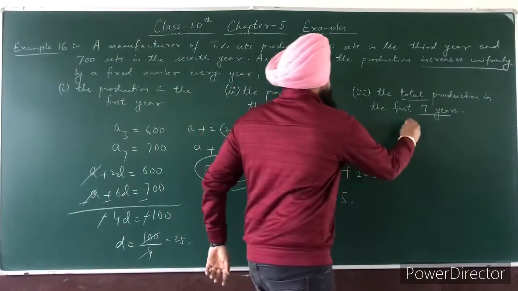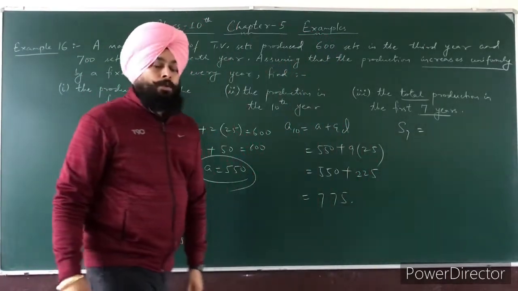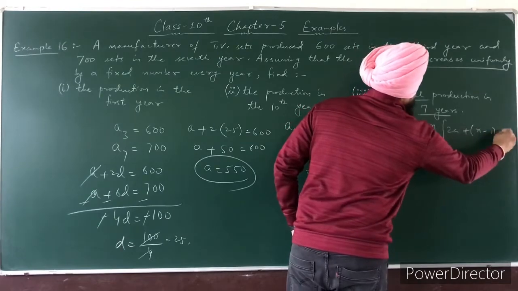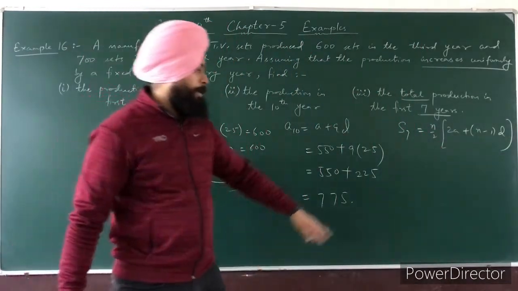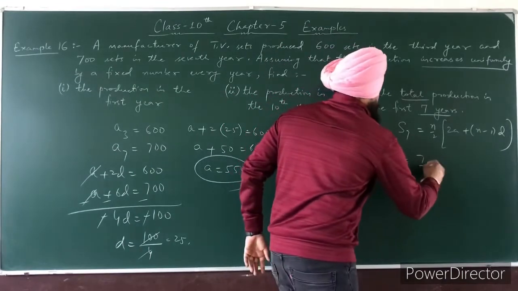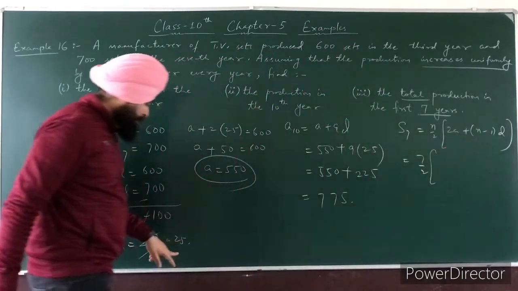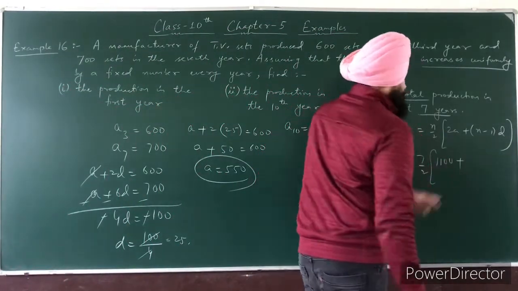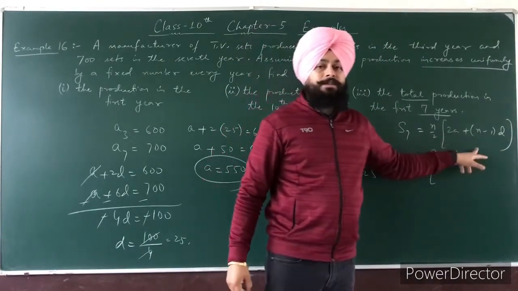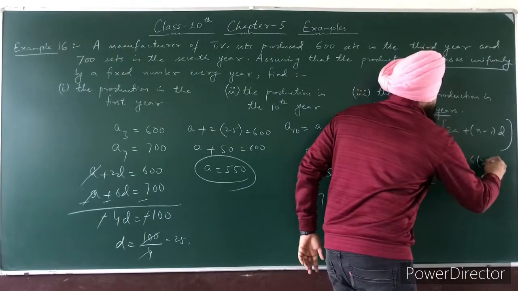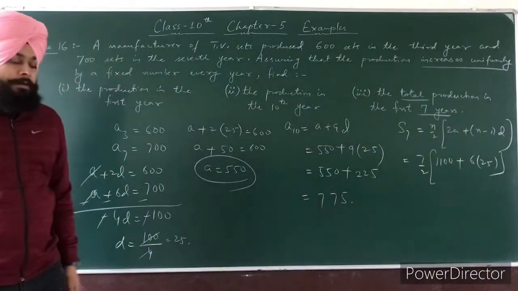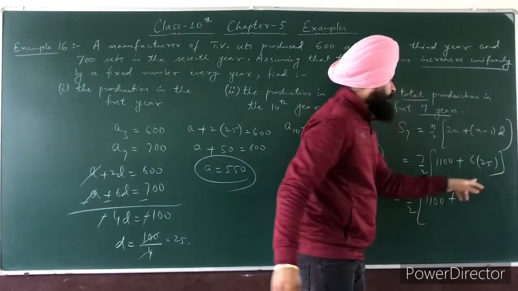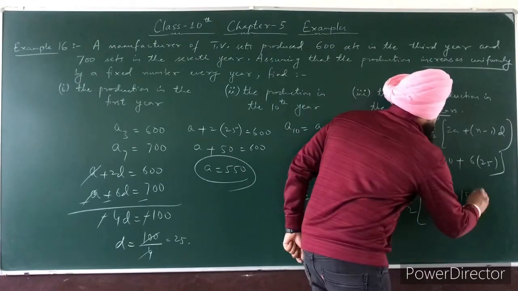Now we will find the total production in the first 7 years. Total production. You will find here S7. So what is the formula of S7? It is n by 2 into 2A plus (n minus 1) into d. So what is the value of n here? n is 7. 2A. What is A? A is equal to 550. So 2 550s are 1100. Plus n minus 1. Value of n is here 7. So 7 minus 1 is 6. And take the common difference, which is 25. Alright. So 25 6s are 150.